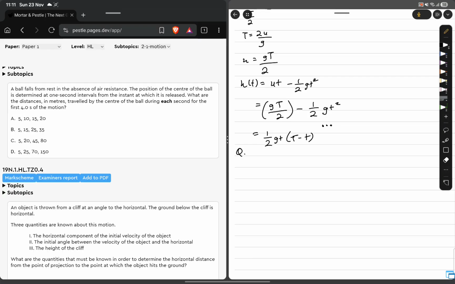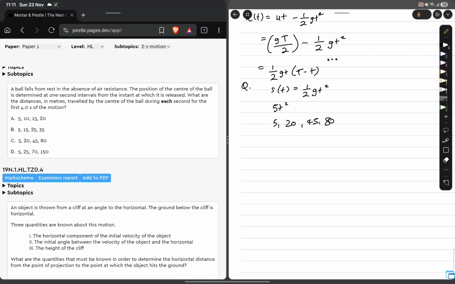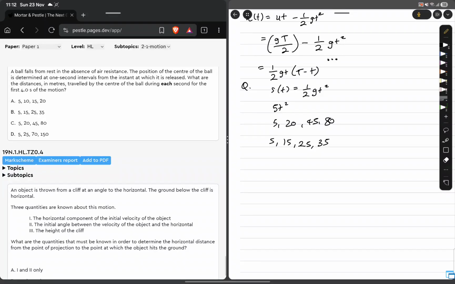So, how we're going to solve the next question is that the displacement for t is given through the free fall equation, and we can simplify this by plugging in g to be 10, which is 5t squared, and then we plug in for t 1 to 4, which will give us 5, 20, 45, and 80 respectively. And then we subtract each by the number before it. So there'll be 5 minus 0 is 5, 20 minus 5 is 15, 45 minus 20 is 25, 80 minus 45 is 35, which corresponds to option number B.